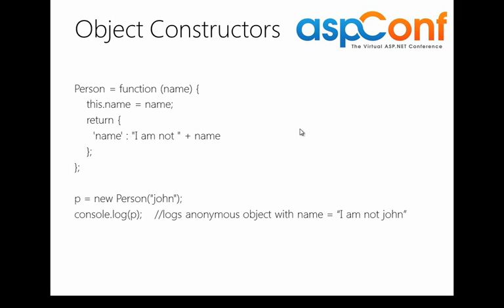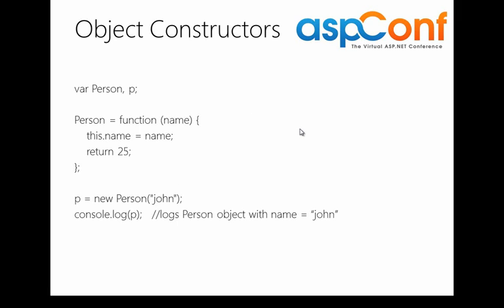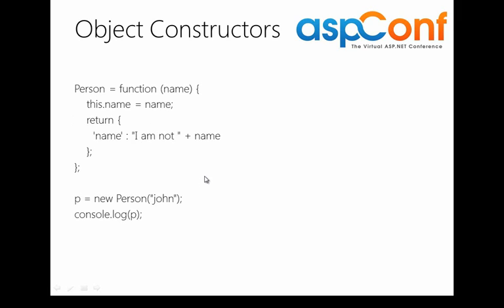So in this case, we get the object back, i.e. this object back, rather than 25. In this case, we get this anonymous object back, rather than whatever is in this. Why is that happening?